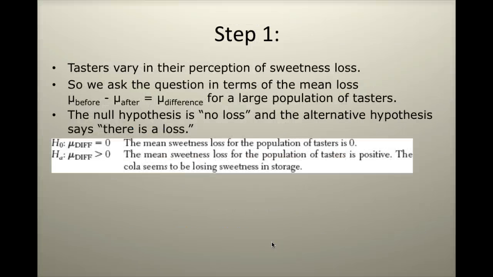Step 1, state my hypotheses and identify my population and parameter. So we ask the question in terms of the average loss. So we're doing before average minus after average, which is our average difference for the population of all tasters. My null hypothesis is that there's no difference, and my alternative is that there is some difference, meaning a positive difference, meaning there is a loss.